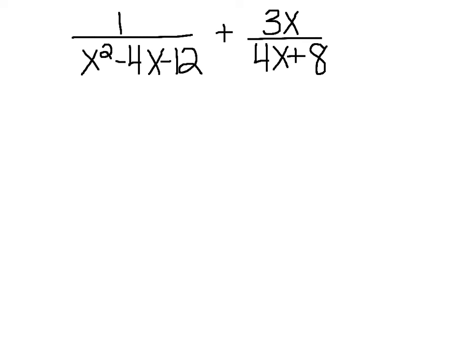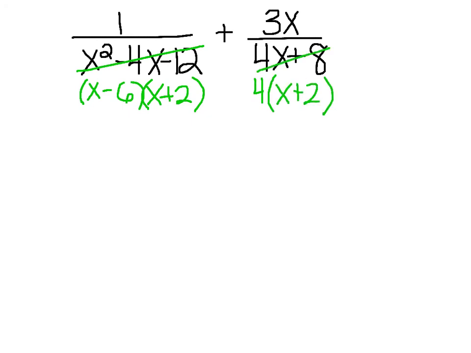Okay, hopefully you've tried it. Let's see if you did it right. First thing you should be doing is factoring. So x minus 6 times x plus 2. It's going to replace that, and 4 times x plus 2 will replace that. Therefore, my LCD is going to be 4 times x minus 6 times x plus 2.